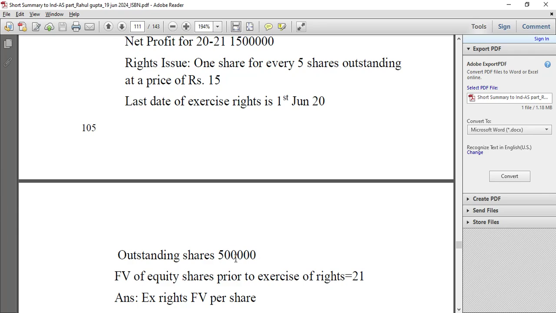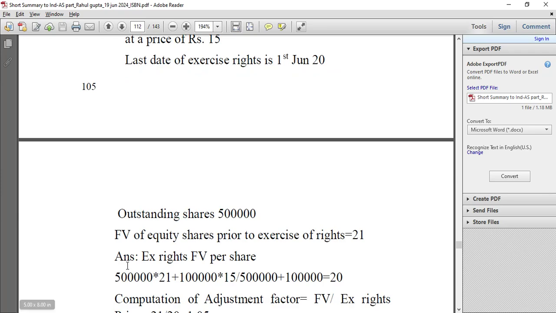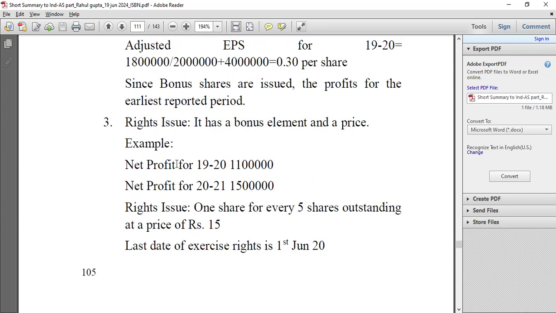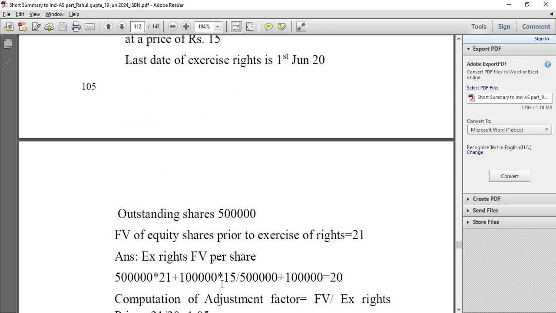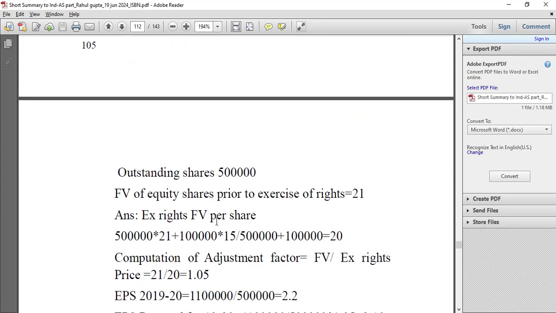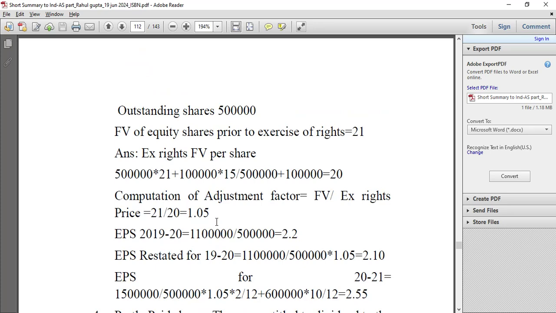Outstanding shares is 5 lakhs. Fair value of equity shares prior to exercise of rights is 21. We'll have to compute the ex-rights fair value per share. So that is 5 lakh into 21 plus 1 lakh (5 lakh divided by 5) into 15, divided by 5 lakh plus 1 lakh, that is 20 per share.